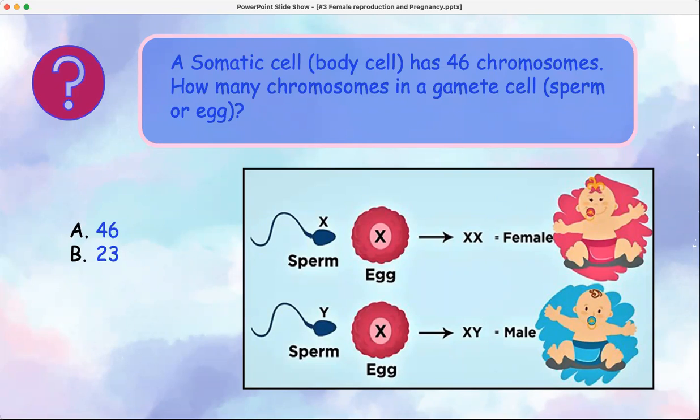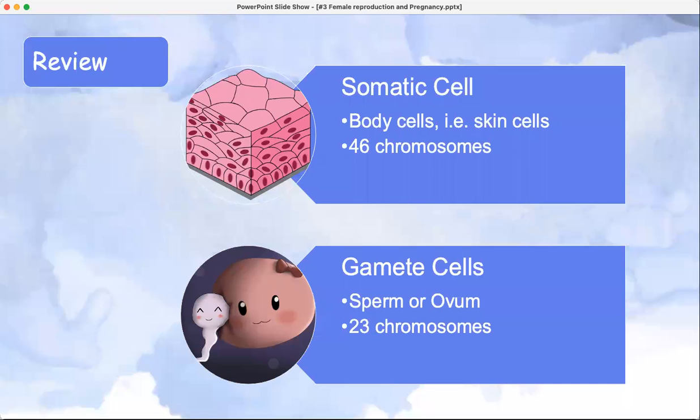First question, a somatic cell is the same thing as a body cell. So a cell in your heart, a cell in your liver, lungs, whatever, they all have 46 chromosomes. A gamete is specific for a sperm or egg cell. How many chromosomes does a gamete cell have? 46 or 23? And the answer is 23. So a somatic cell, 46 chromosomes, and the gametes include the sperm or ovum, and they have 23 chromosomes.